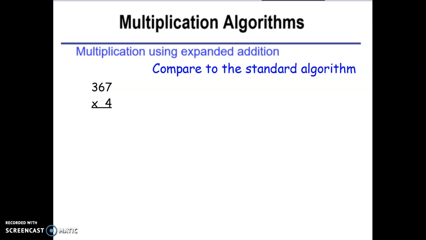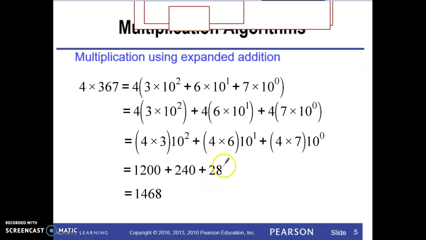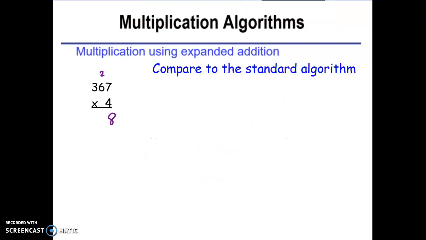Okay, let's compare that to the standard algorithm. Let's see what happens. So in this one, when I multiply together 4 times 7, that's 28. So I have an 8, and I'm going to carry it over. So let's see where we see that over here. You guys can see the 28 that we have right here at the end. All right, now 4 times 6. Well, that's not really 6. That's really 60, so 4 times 60 would be 240, and I'm going to add not 2, but 20, because I'm in the tens place.